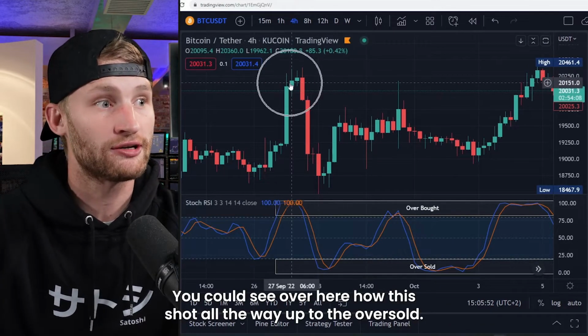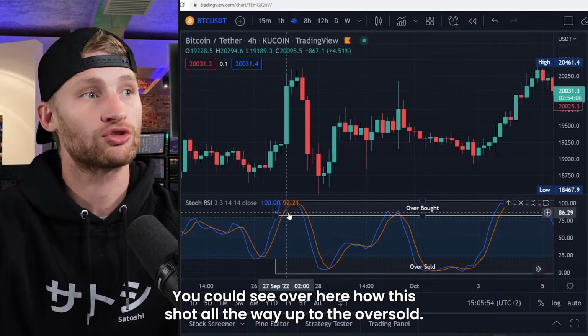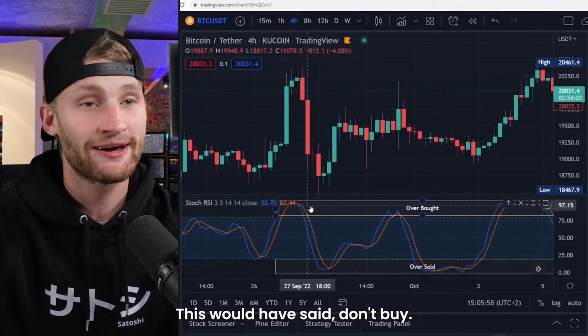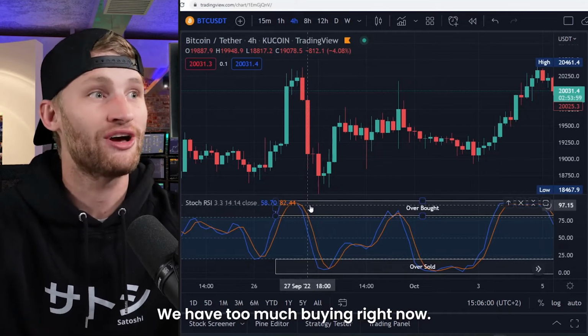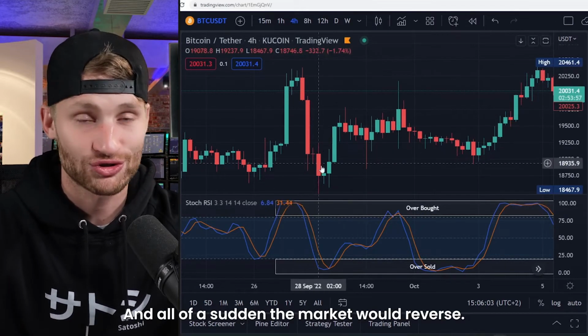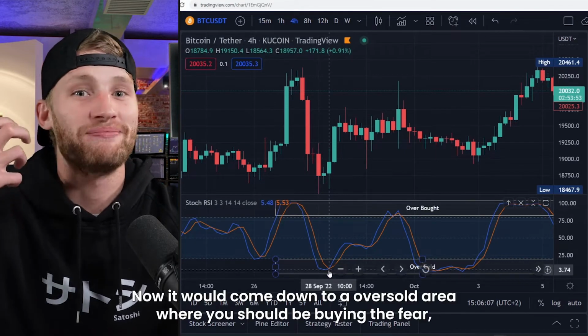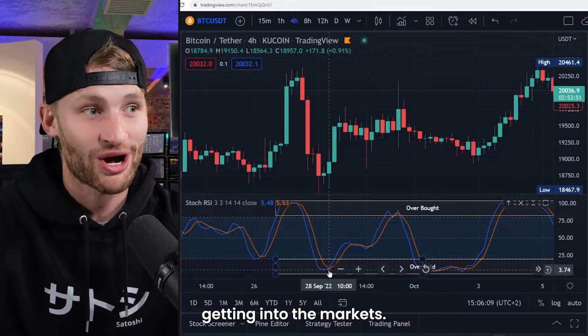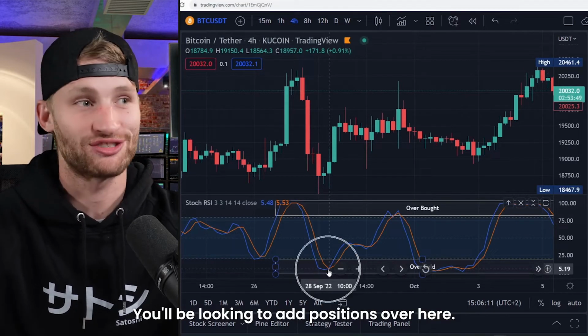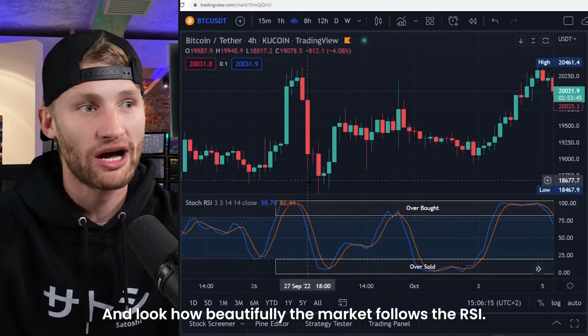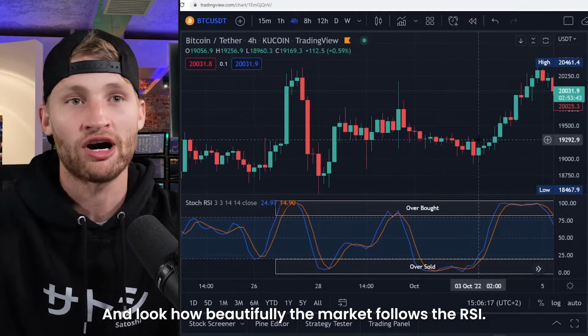You could see over here how this shot all the way up to the overbought. We had really strong green candles. This would have said, don't buy. We have too much buying right now. And all of a sudden the market would reverse. Now it would come down to an oversold area where you should be buying the fear, getting into the market. You'll be looking to add positions over here. And all of a sudden from that, the market then went up. And look how beautifully the market follows the RSI.